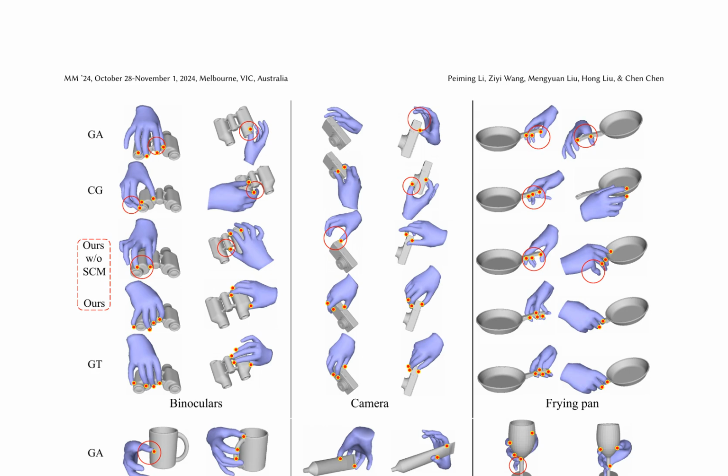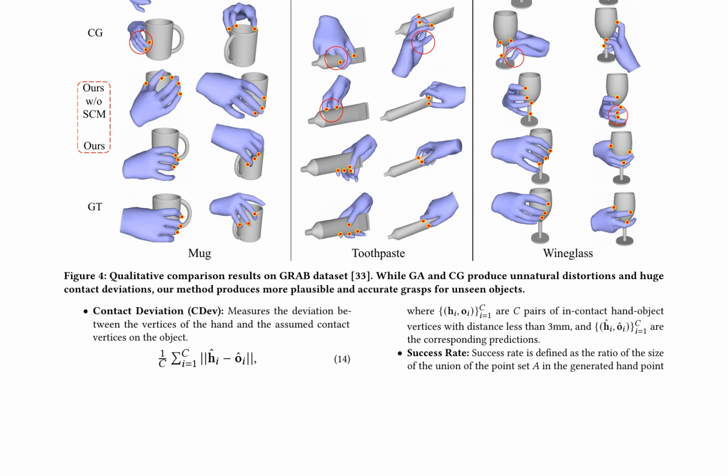These metrics assess the accuracy of controllable grasp generation, including hand posture modeling, contact precision, and success rate. Qualitative comparison results on the Grab dataset demonstrate the effectiveness of the proposed approach, producing more plausible and accurate grasps for unseen objects compared to baseline methods. The ClickDiff model achieves state-of-the-art performance on the Grab and Arctic datasets, with significant improvements in MPJPE, MRRPE, CDEV, and success rate. The results highlight the importance of incorporating tactile guidance and semantic contact maps in controllable grasp generation.